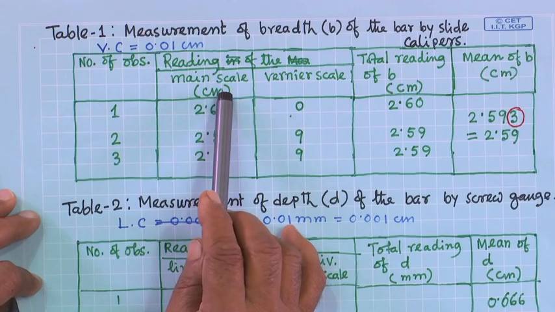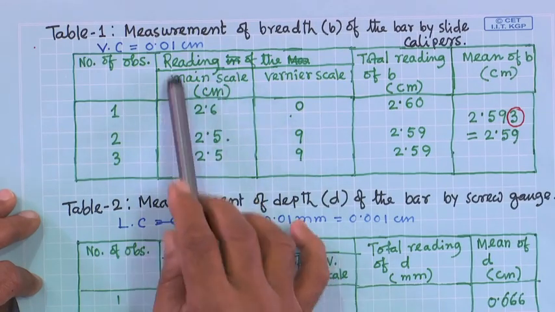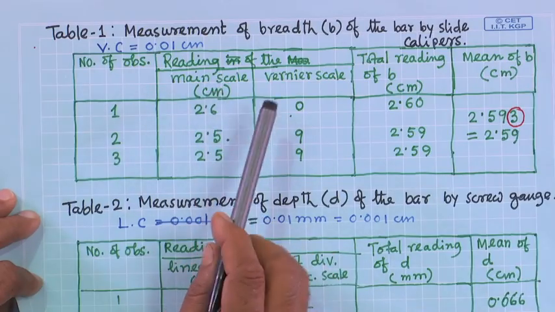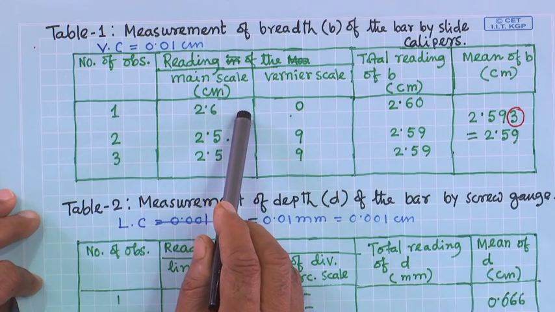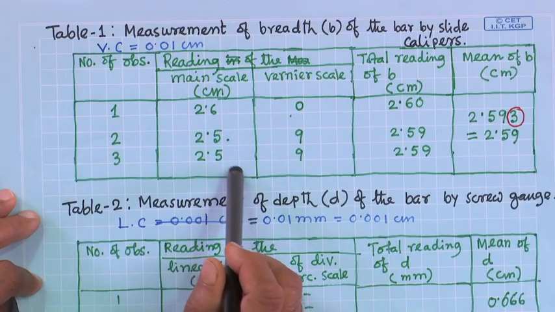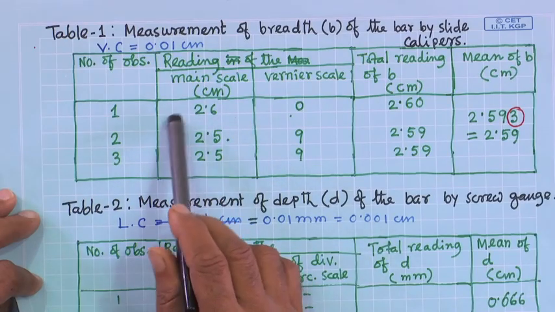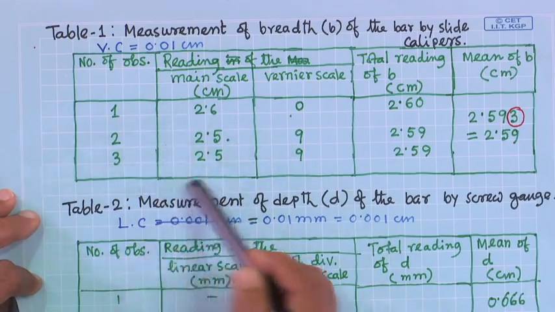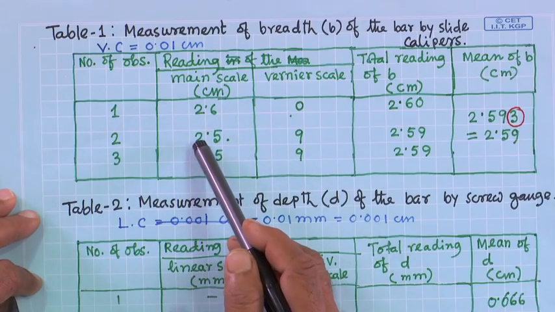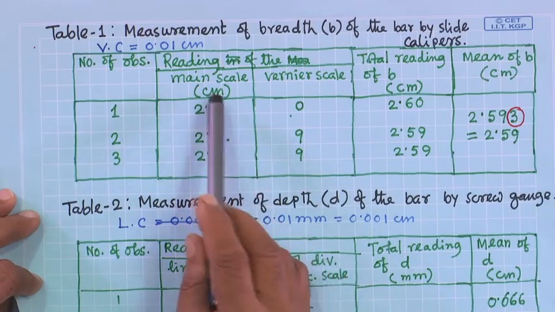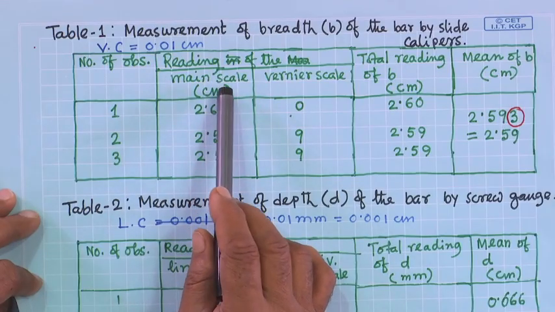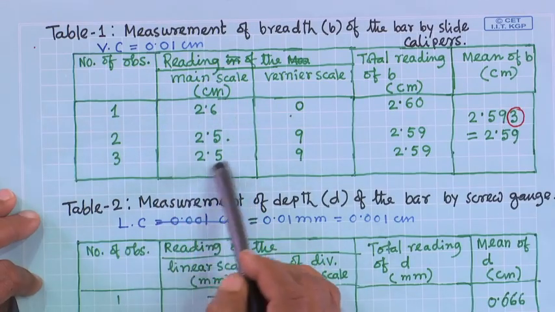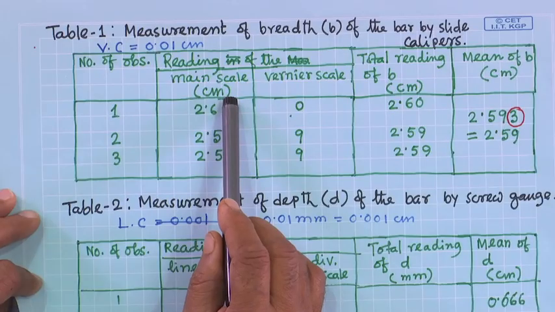If you write the unit on top of the table, we do not need to write 2.6 centimeter, 2.5 centimeter, 2.5 centimeter each time. It does not look good, and this avoids writing repeatedly. So, if you write it on top, it means that these readings are in centimeter.